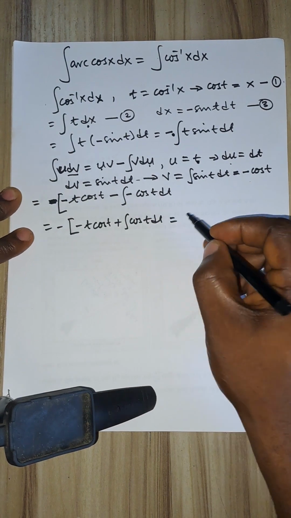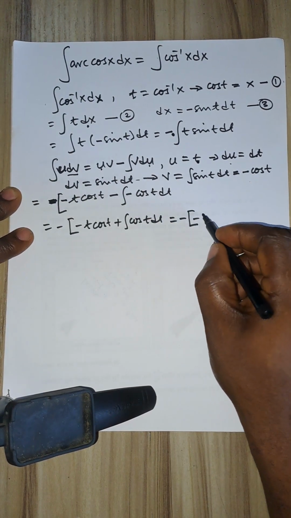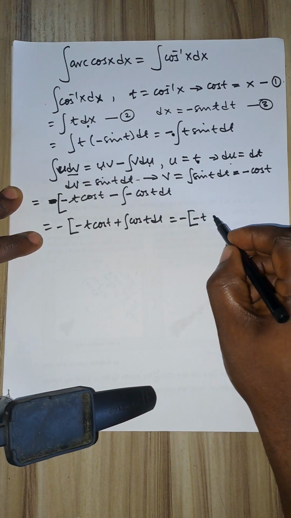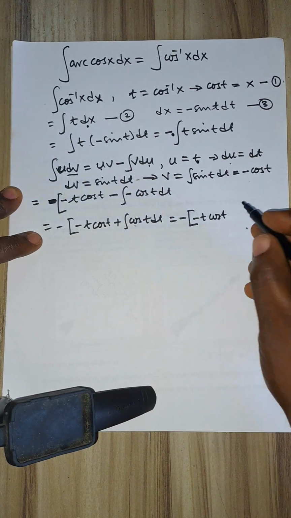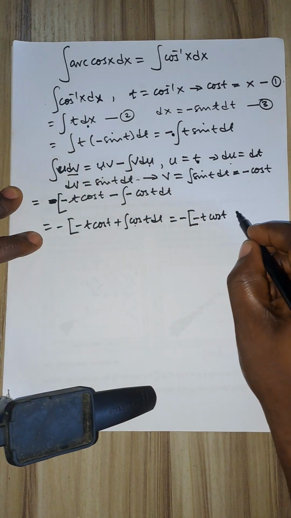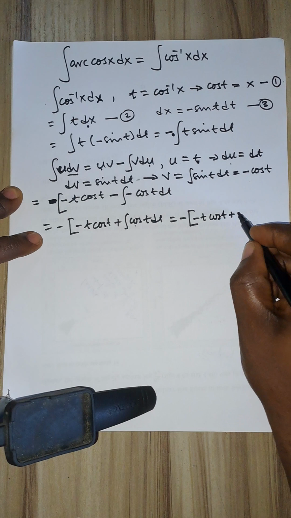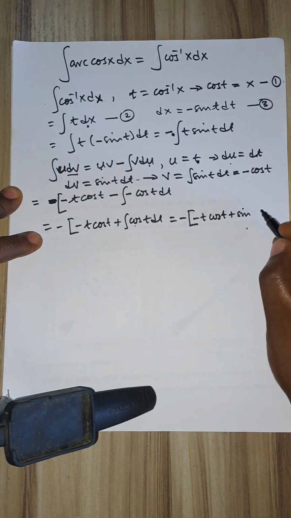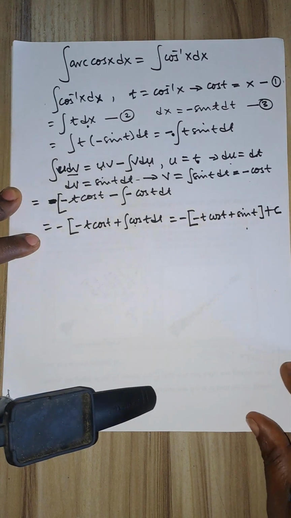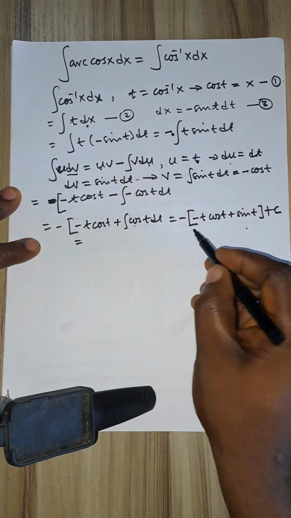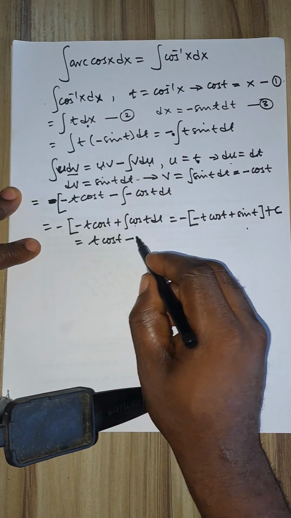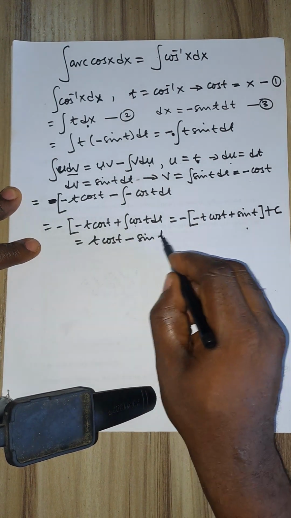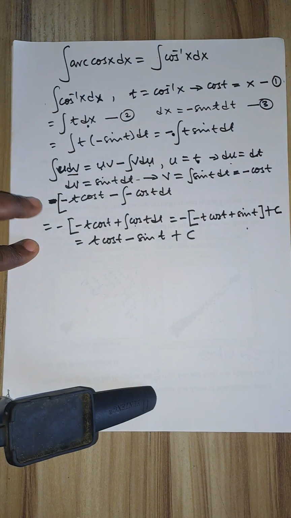Okay, that gives us negative, bracket, negative t cosine t, and integrating cosine t, you have sine t, plus the constant of integration. So when we open the bracket, we have t cosine t minus sine t plus the constant of integration.